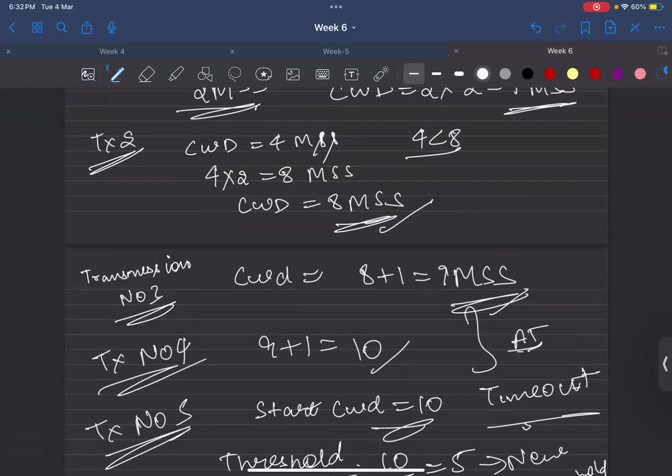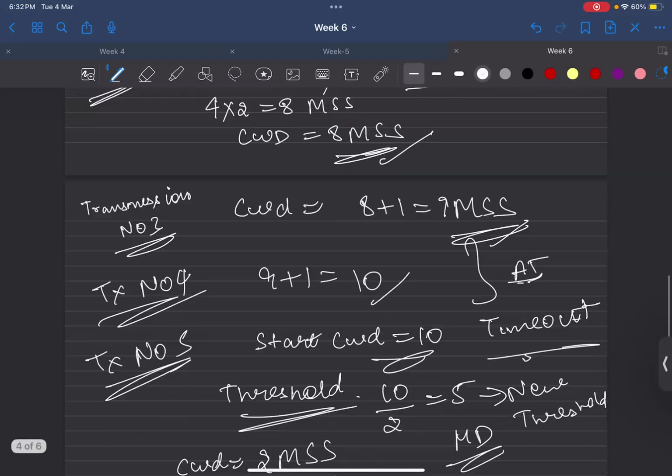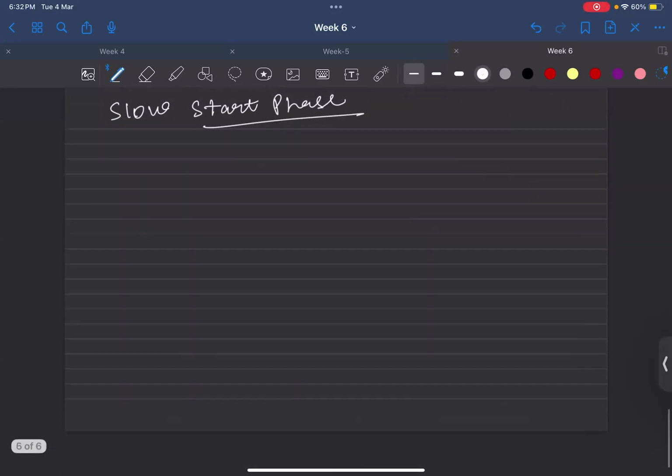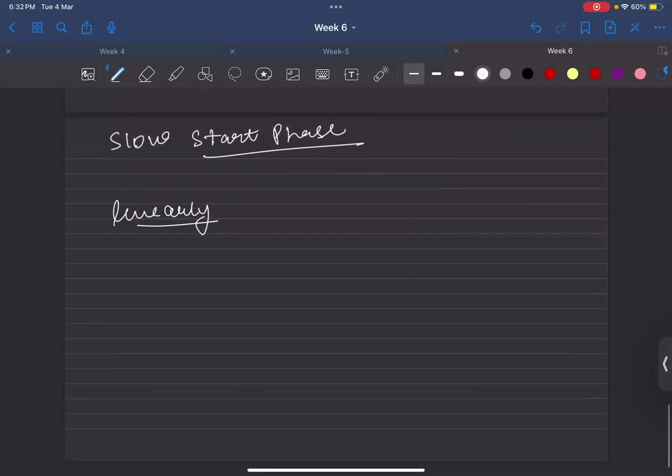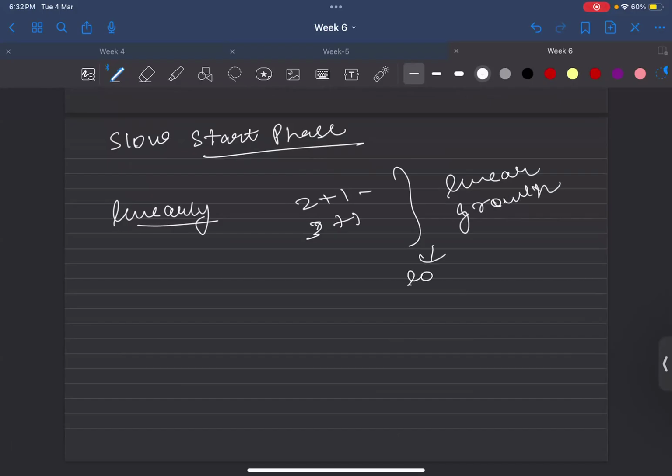And then what if I grow linearly? It will take very long. What if I grow linearly in this earlier case, like 2 plus 1, 3 plus 1? If there is linear growth, obviously it will take a lot of time to reach network capacity. Am I correct? Yes, ma'am. So that is why we are growing exponentially here.